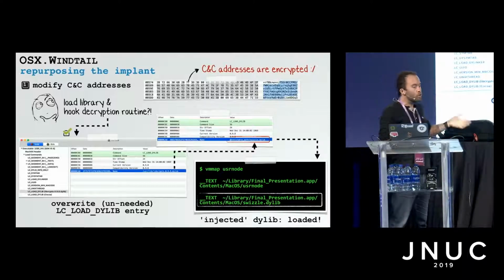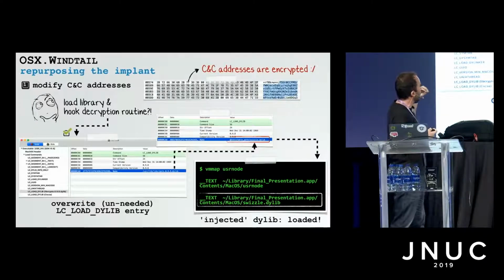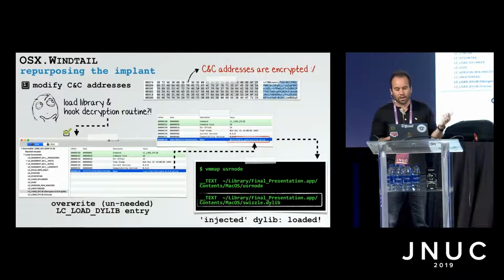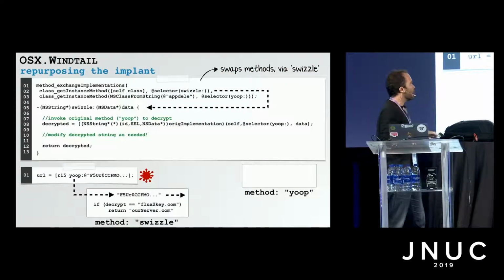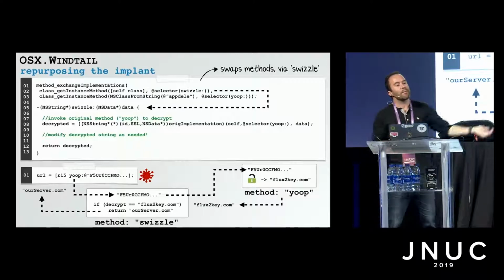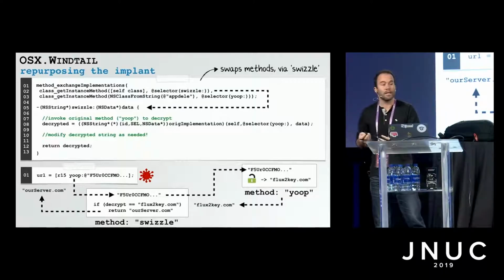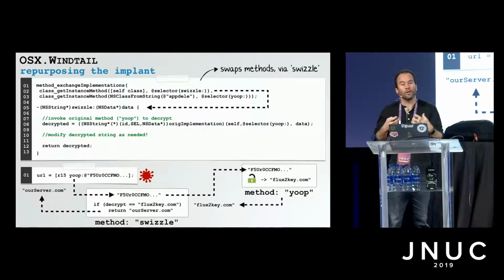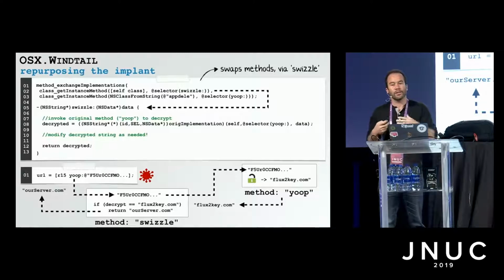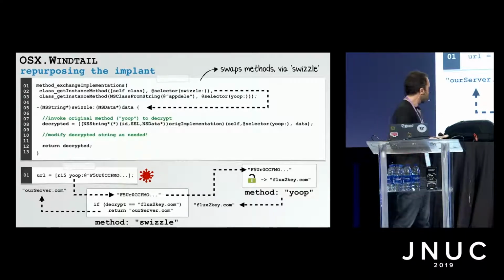So instead, we simply add an extra library to the malware that will be loaded every time the malware starts. And then we can hook the decryption routine. So anytime the malware calls into itself to decrypt, for example, the addresses of the command and control server, since our code is running in the context of the malware, we can intercept that and just swap out the address with our own address.